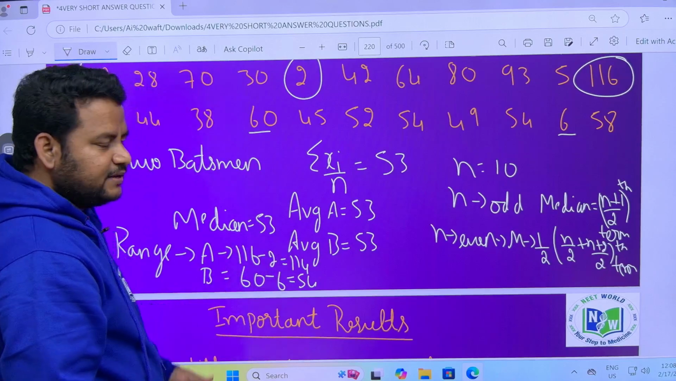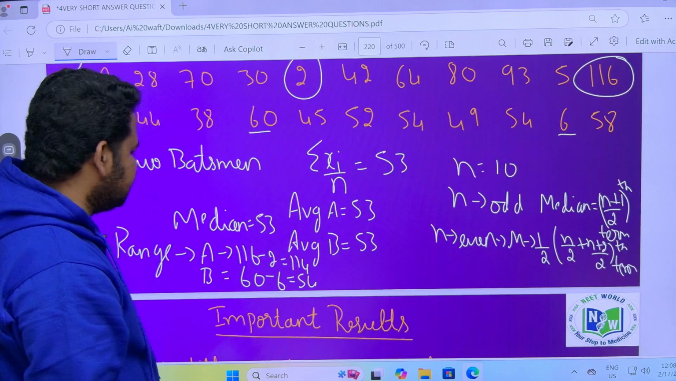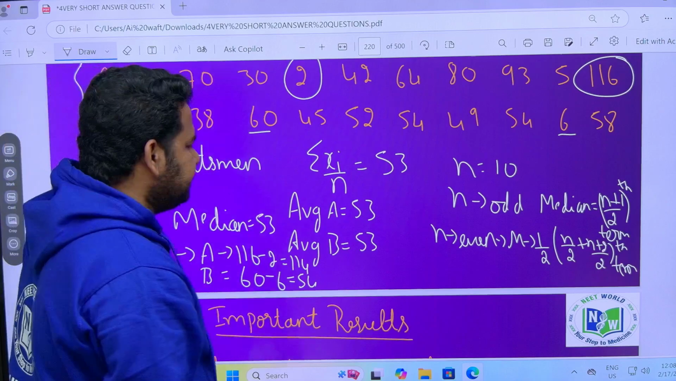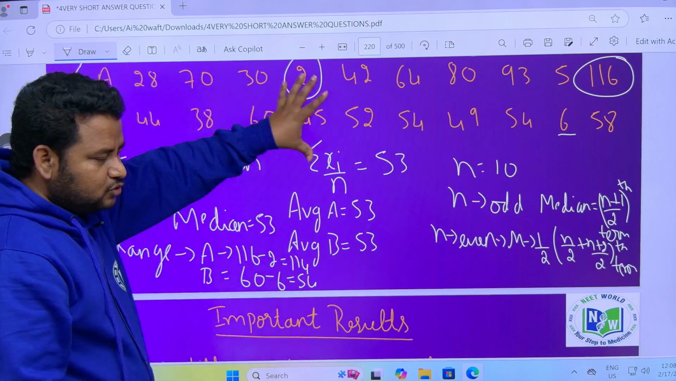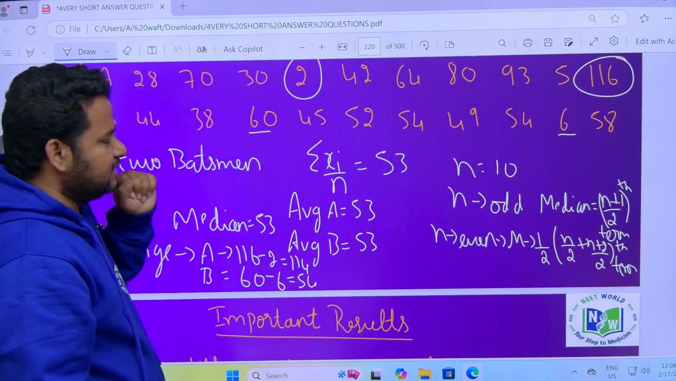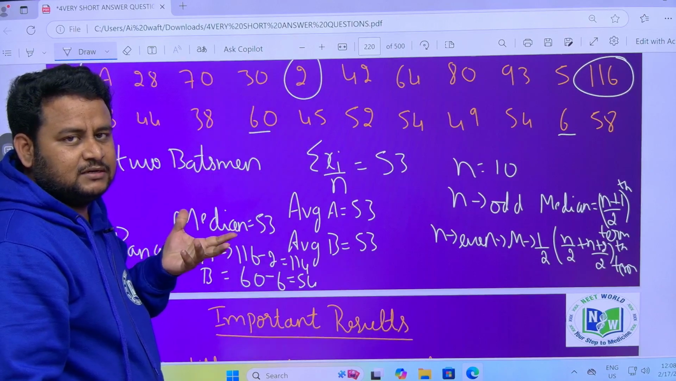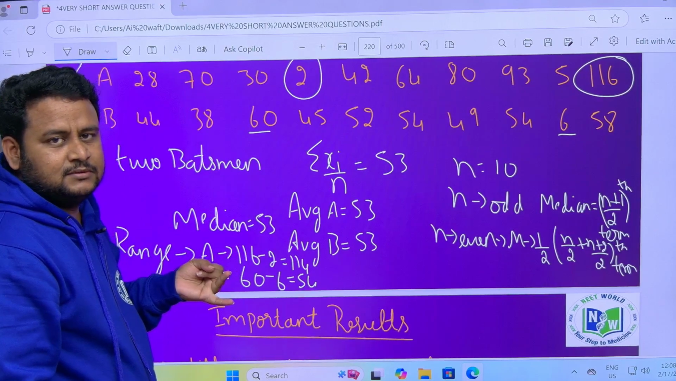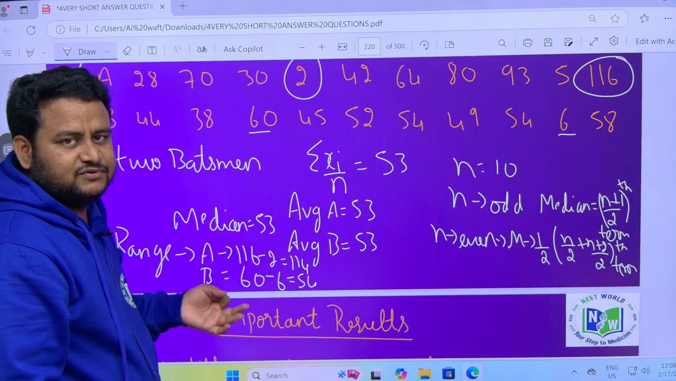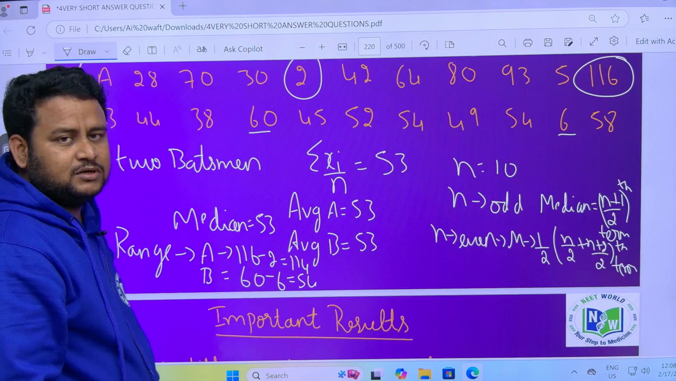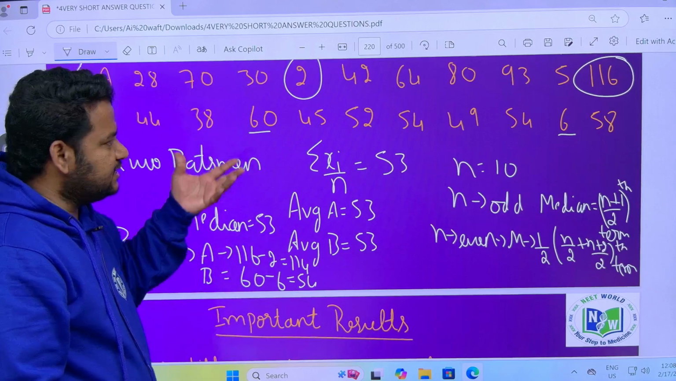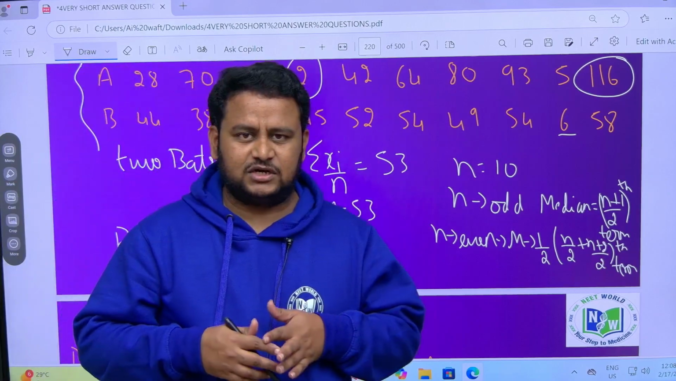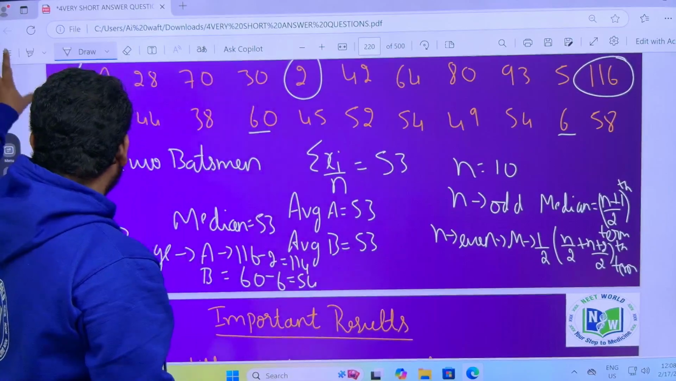Like that there are many measures of dispersion. One is range, another one is variance, another one is standard deviation, mean deviation, all these things. So to measure the variability between two sets of data, dispersion is required. So in this chapter we are going to learn about all these things. That is the need of measures of dispersion: to measure variability. Got it, friends? Having said this, let us look at some important results.